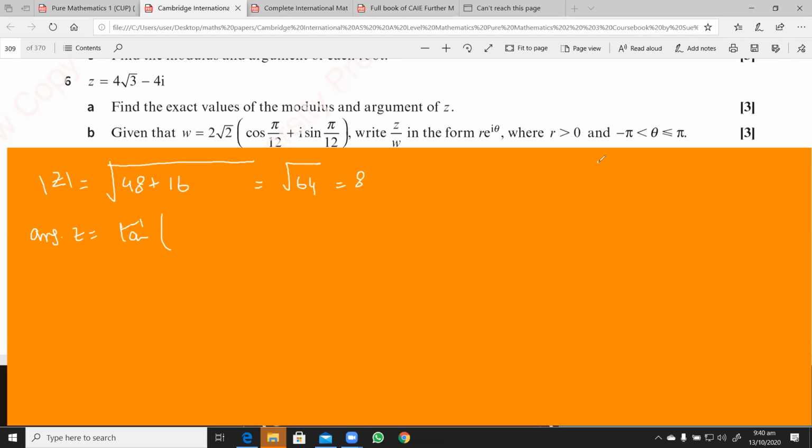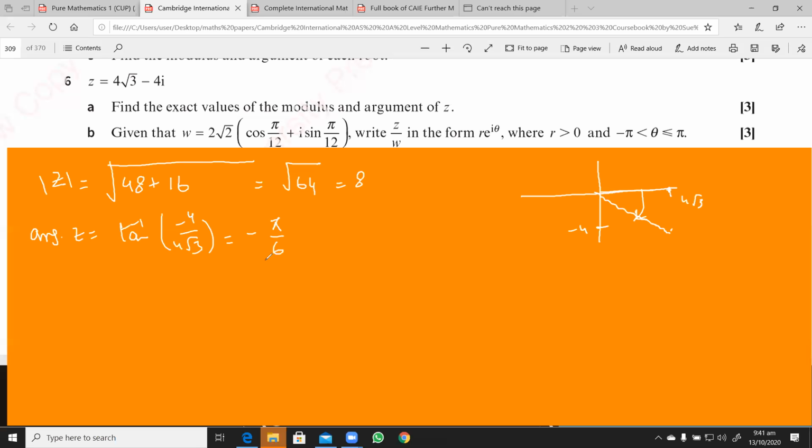And you should always draw the Argand diagram before you find this. So here it is 4 under root 3, and you have somewhere here minus 4. So this is just to confirm whether it is going to be clockwise or anti-clockwise, okay? So that is tan inverse of minus 4 over 4 under root 3. So that is going to be minus pi by 6.